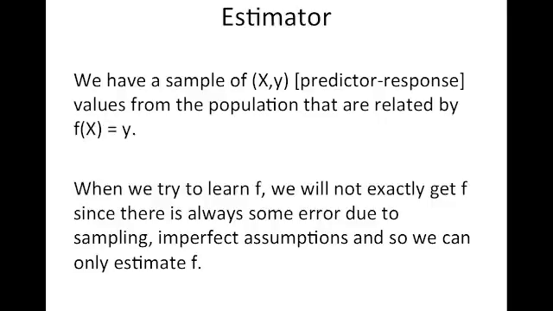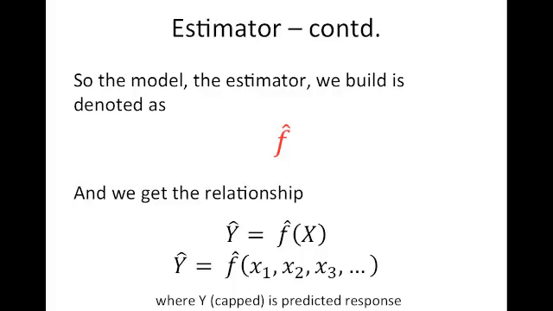Once we've decided which of the attributes we want to use as predictors and what is the response, we will build the model. However, there's a subtlety here. Because there's some error introduced due to sampling and our assumptions while building the model, we won't exactly get the functional form of f. We will estimate f. So our model will end up being a predictor that we denote by f cap. When we predict, we get the relationship that y predicted or y cap is some function determined by the estimator f cap of the predictors x1, x2, x3, and so on.